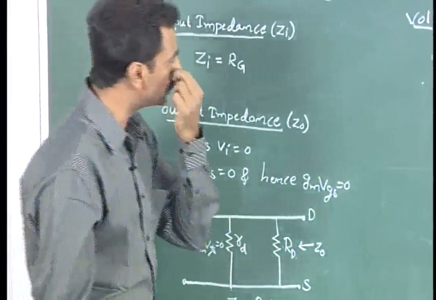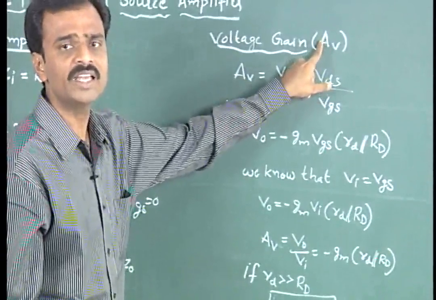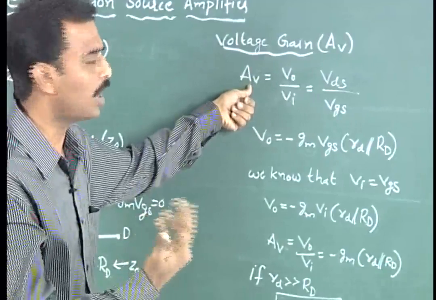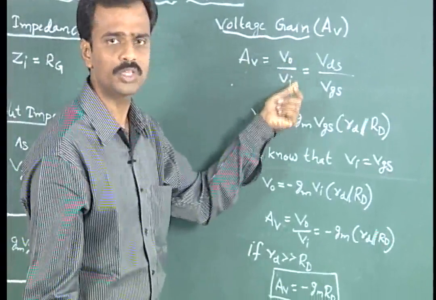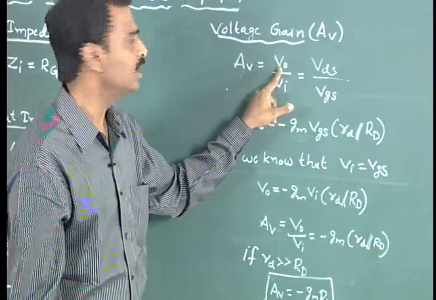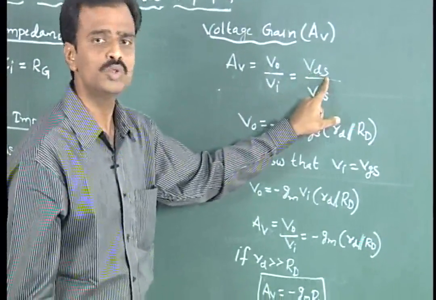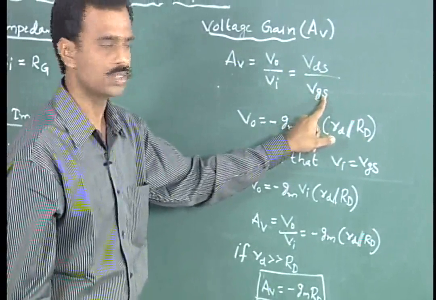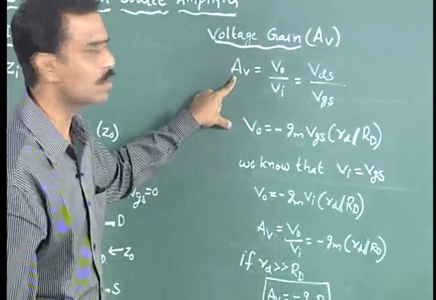Next we will shift to another parameter, that is the voltage gain, represented as A suffix V. The voltage gain is the ratio of output voltage to the input voltage. As we know, in the case of the common source amplifier, the output voltage is VDS, the voltage between the drain and source. Similarly, the input voltage is the voltage between the gate and source. The ratio of these two gives the voltage gain. Now we will see how to calculate this voltage gain.